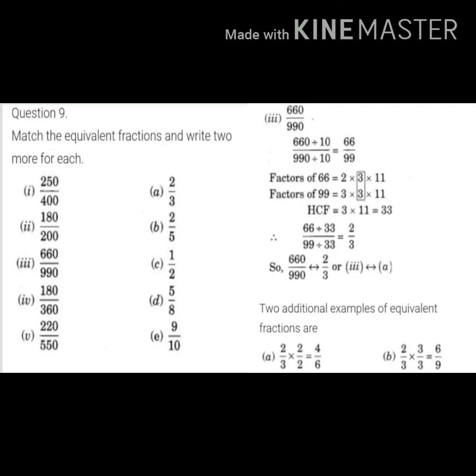In a similar manner, we will solve the remaining part of this question. Try to understand.